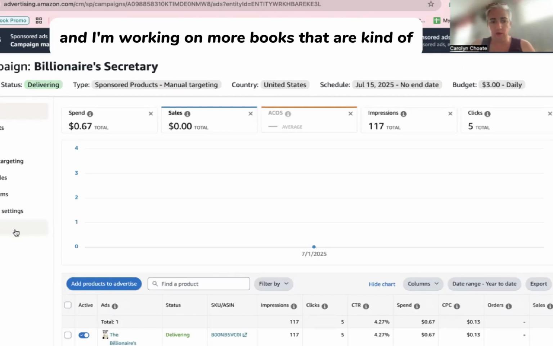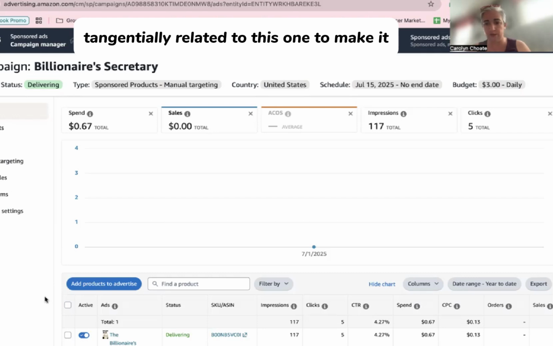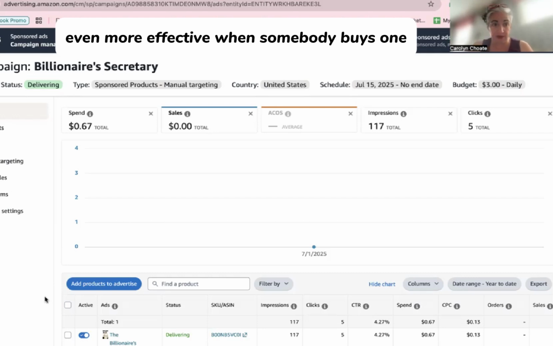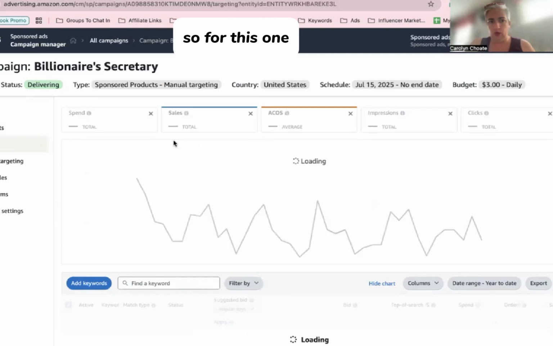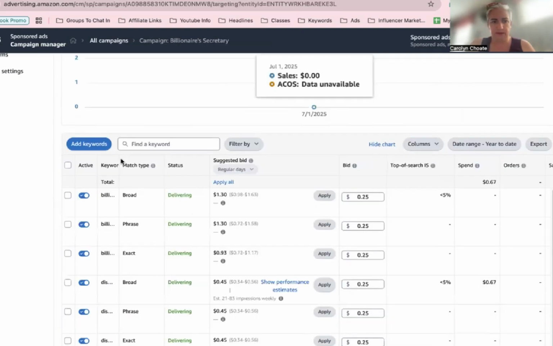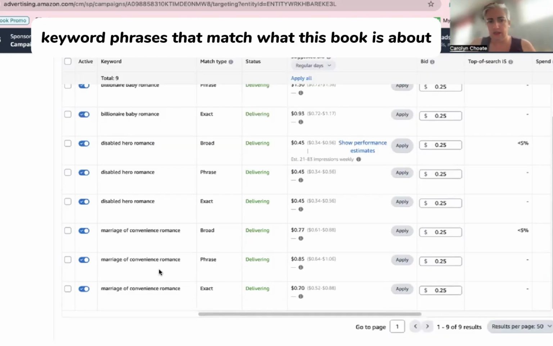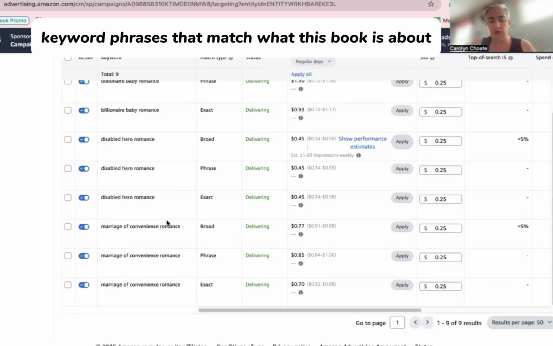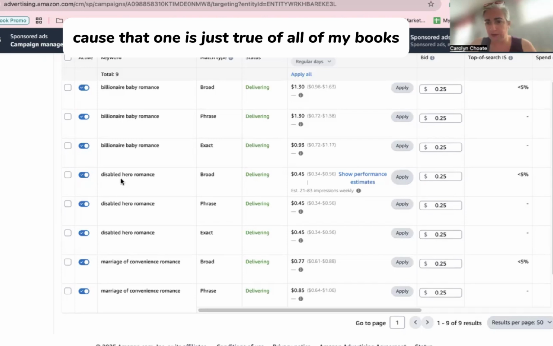And I'm working on more books that are kind of tangentially related to this one to make it even more effective. Once somebody buys one, they'll likely buy other ones. So for this one, again, it is the keyword phrases that match what this book is about. It includes the same disabled hero romance, because that one is just true of all of my books.